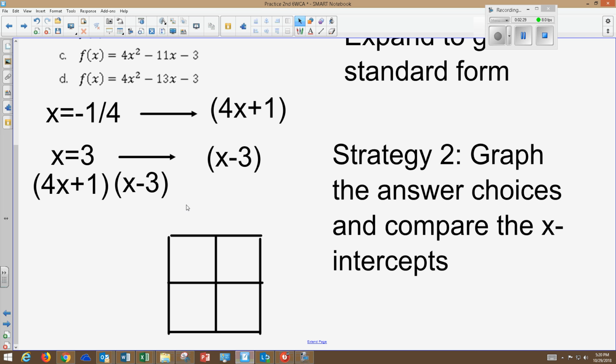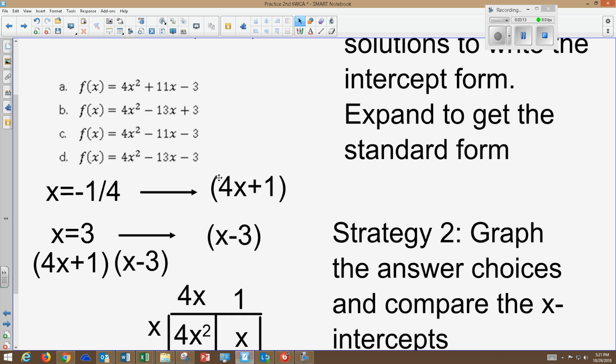So we got a 4x, we got a 1 there, we got an x, and a negative 3 there. Okay, let's multiply all this out. We got a 4x squared in the first block here. And then we got an x here, and then a negative 12x, and then we got a negative 3.